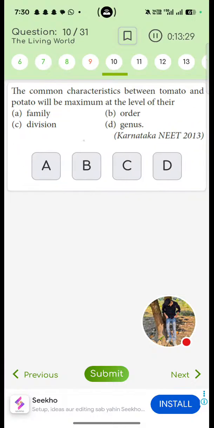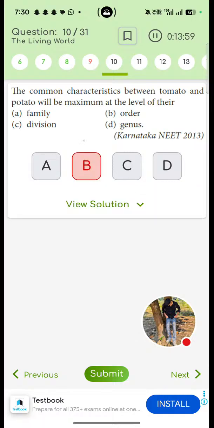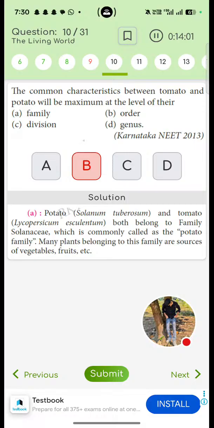Next, the common characteristics between tomato and potato will be maximum at the level of their: Karnataka NEET 2013. Option B, order. Oh, wrong answer. The right answer is A, family.